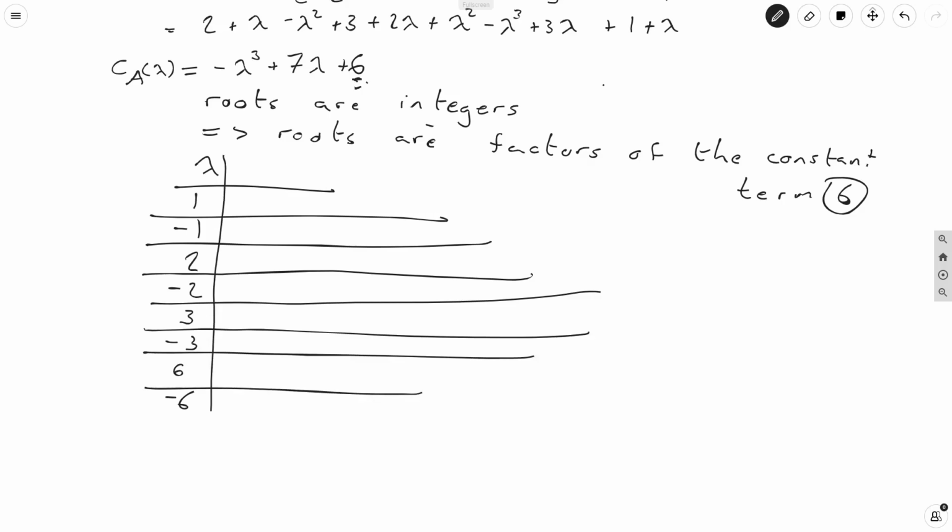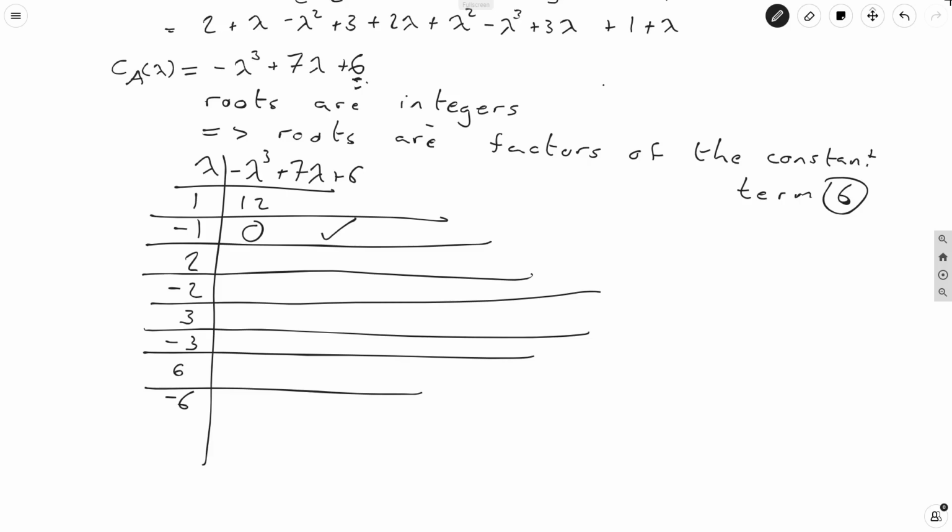And now all we need to do is substitute in these values into the equation minus lambda cubed plus 7 lambda plus 6 and see which ones are zeros. For example, when lambda equals 1, we get out minus 1 plus 7 plus 6, that's 12, and it's not 0. So lambda equals 1 is not a root. However, when we put in minus 1, the first term becomes 1 minus 7 plus 6, and this is indeed 0. So therefore, this is actually a root.